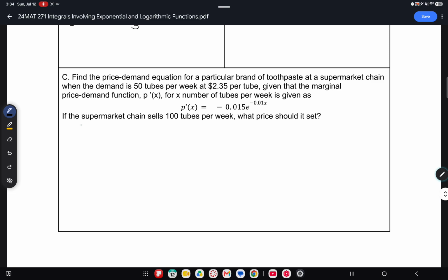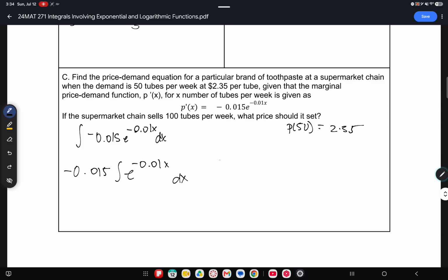All right, so we actually just want to find the integral of that function. And then we're given an initial condition, right? P of 50 is 2.35. So let's do the integral. I can pull this constant out, and then do u sub. So u can be that negative 0.01x. So that du is negative 0.01 dx. I can divide both sides by that.